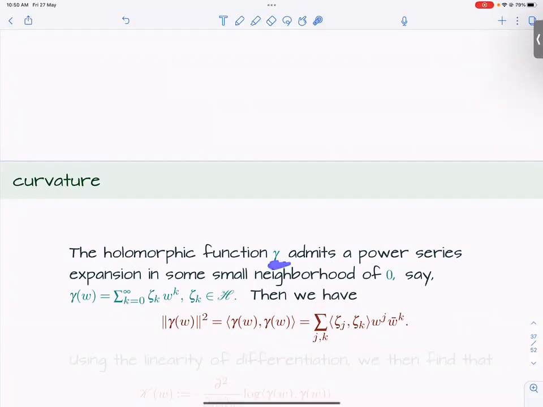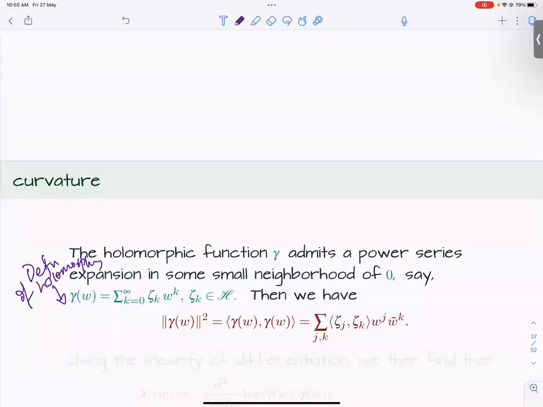taking values in the Hilbert space H, which means that it has a power series expansion. That is what I will take as its definition. These are vectors in the Hilbert space H, and it has a power series expansion of this kind, zeta k, omega k. If you like, you can take this power series expansion to be the definition of holomorphic.